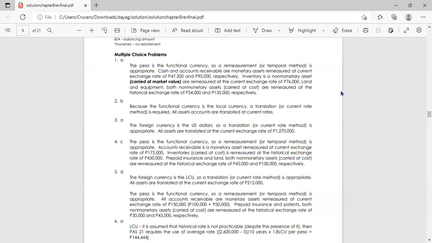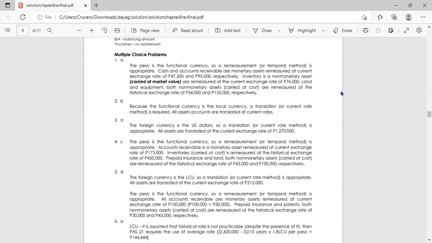Number 2, assuming the functional currency of the subsidiary is the local currency, what total should be included in Parker's consolidated balance sheet as of December 31, 20x4? Because the functional currency is the local currency, a translation or current rate method is required. So all asset accounts are translated at current rates.